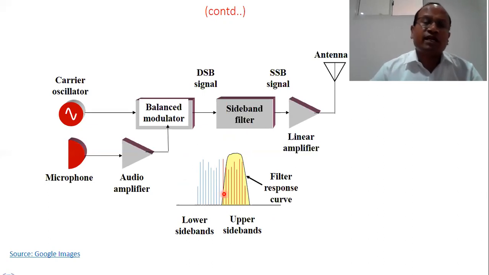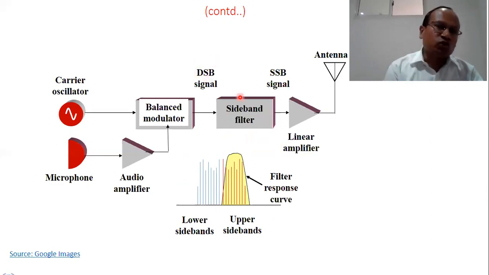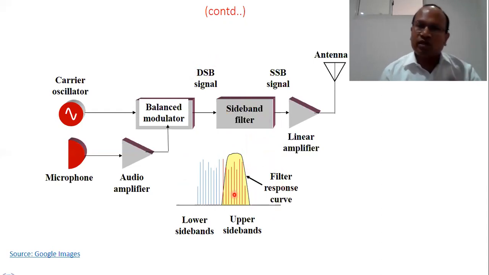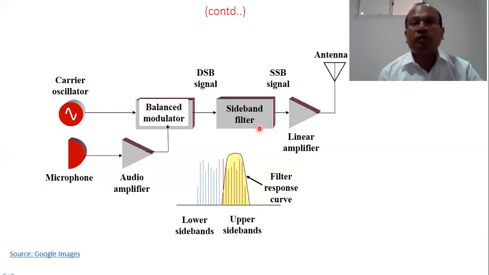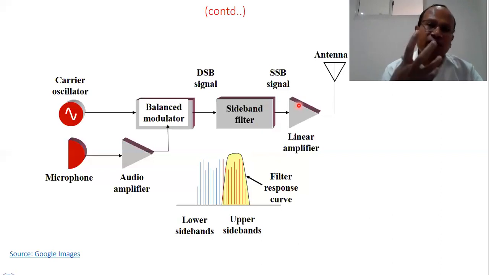So this is how we generate SSB. We use a balanced modulator that generates DSB-SC, double sideband suppressed carrier, in which we have both the sidebands. One of the sidebands can be eliminated by the sideband filter. This will choose either the upper sideband or the lower sideband depending on the frequency response of the filter being used. The range of frequencies to be allowed decides which filter is chosen, and after allowing that signal, it is amplified and transmitted through the antenna.